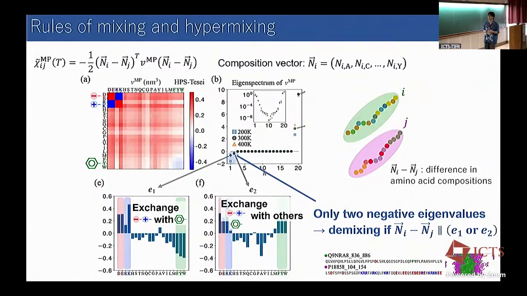Some simplification here, but let me go through it. Here, the effective interaction that I introduced briefly can be now written in this form. And this V_MP, if you remember, is the effective interaction between each single amino acid, so this is just a 20 by 20 matrix. And this N is the composition vector, which is just counting how many amino acids are in each sequence. What this is saying is that if you want to compare 2 sequences, I and J, you take these composition vectors, take the difference, and calculate the square of that with this V matrix in the middle.